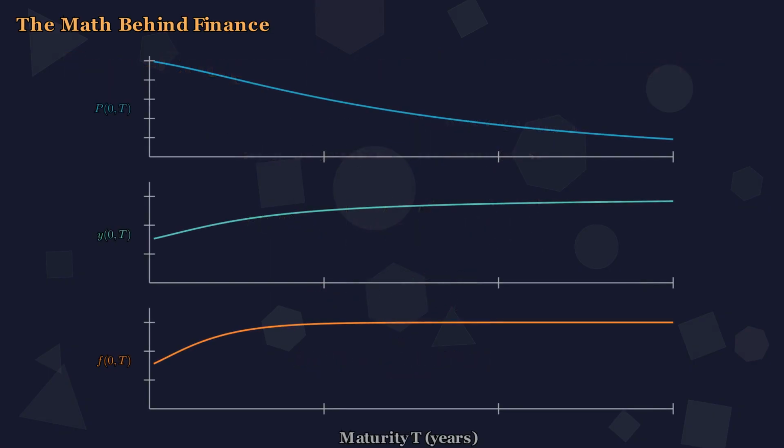Now let us see all 3 in action. I will use a realistic yield curve to plot the bond price on top, the yield in the middle, and the forward rate at the bottom. Watch the white cursor. As it moves across maturities, you can read off all 3 values simultaneously. At short maturities, the bond price is close to 1, the yield is about 3%, and so is the forward rate. At long maturities, the bond price has dropped substantially. Both yields and forwards have risen. But notice, the forward rate sits above the yield at every point.